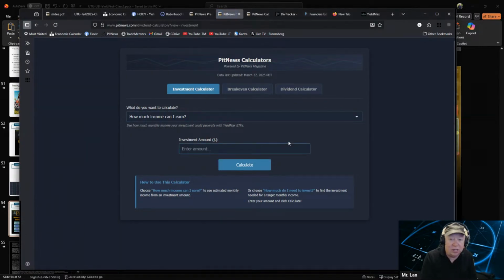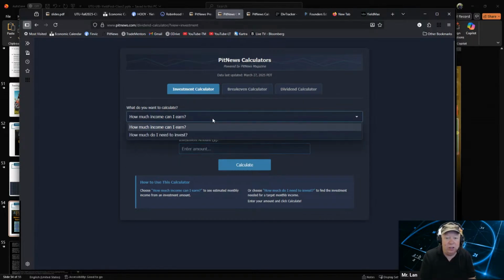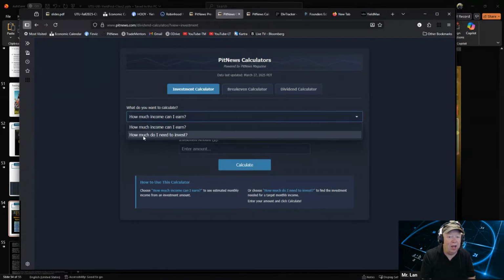So if we come in here, let's just start off with the investment calculator. Now there's 2 different versions of the investment calculator, and you can see both of them right here in this little drop down. It's like a prompt, so it's really simple. It says, what do you want to calculate? Well, I want to calculate how much income can I earn, or do you want to calculate how much do I need to invest? So it's 2 ways of approaching the same problem. So how much income can I earn? Well, I've got 10 grand. How much money can I make off of that depending on what I put it into? So if I have all these opportunities, all these different funds that Lane just showed me, a huge list of all these, which one do I pick?